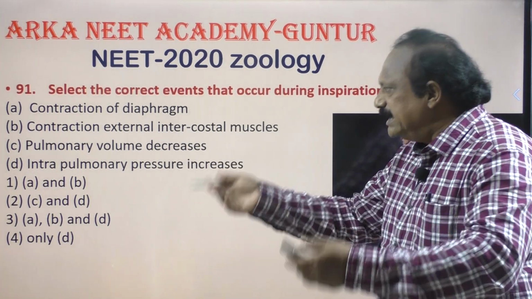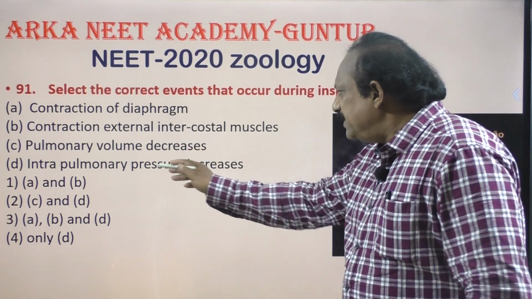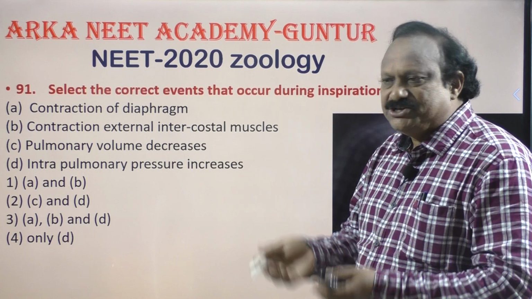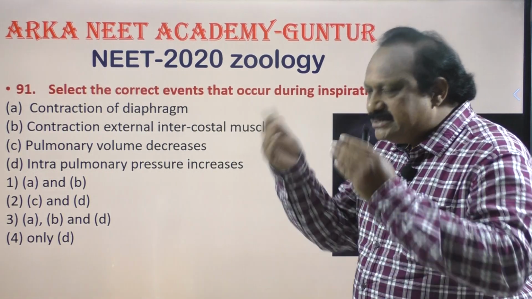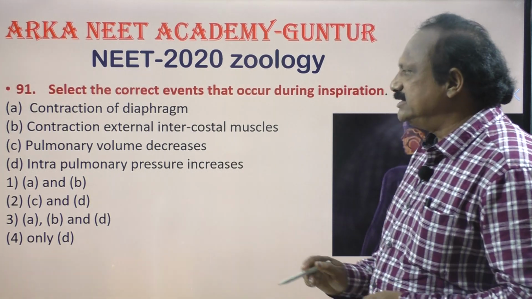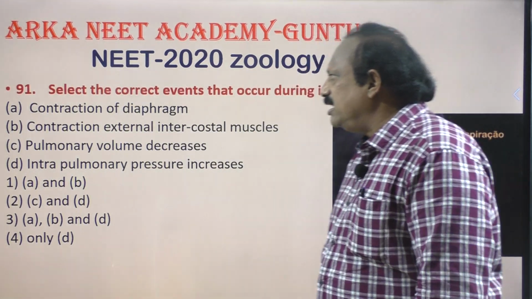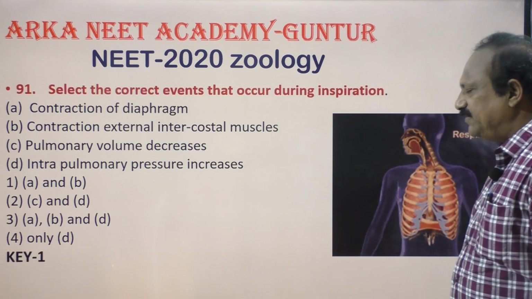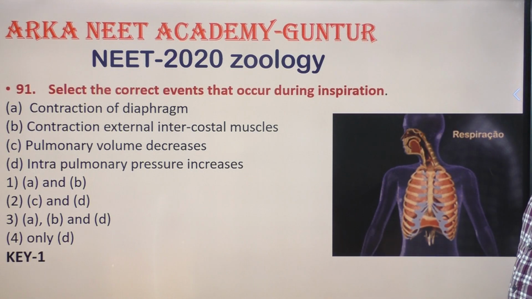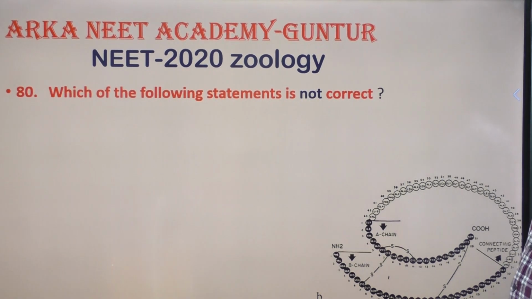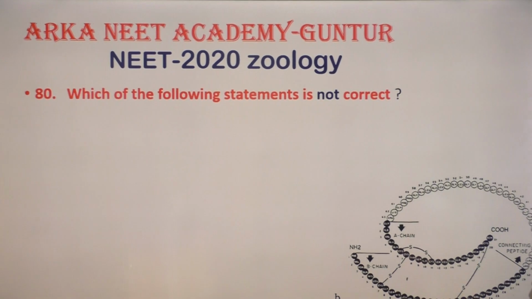Pulmonary volume increase. Next, intrapulmonary pressure increase, that's wrong. When volume increases, the intrapulmonary pressure decreases. So out of the four, A and B, these two are the correct answers. Then the first option is the correct one. Next, come to the next one. Which of the following statements is not correct?